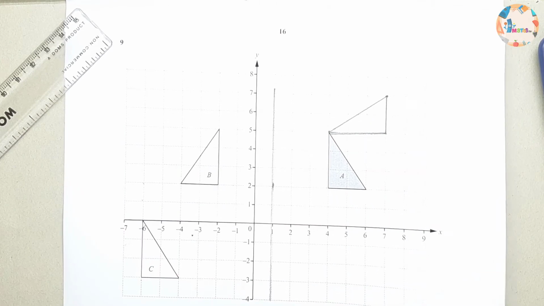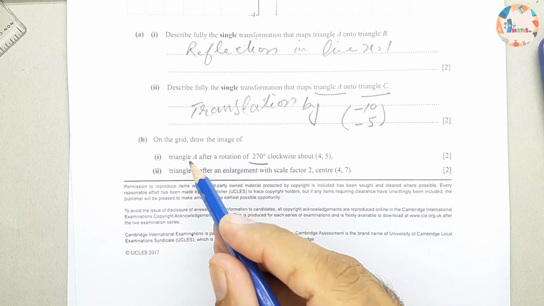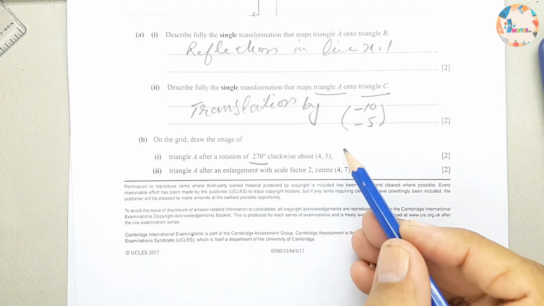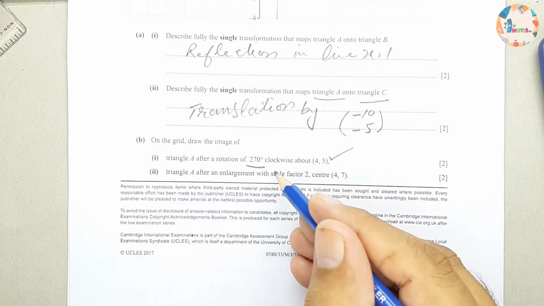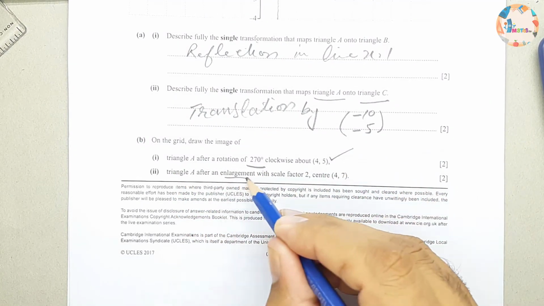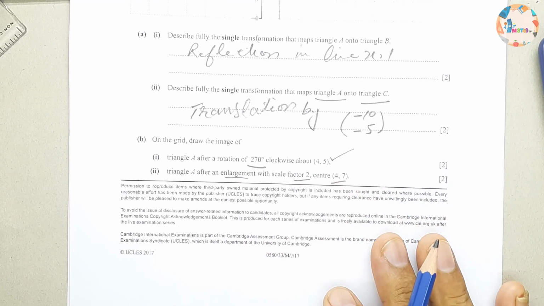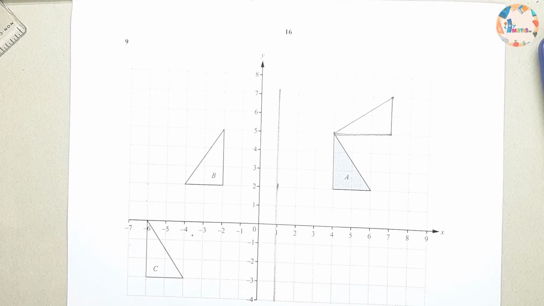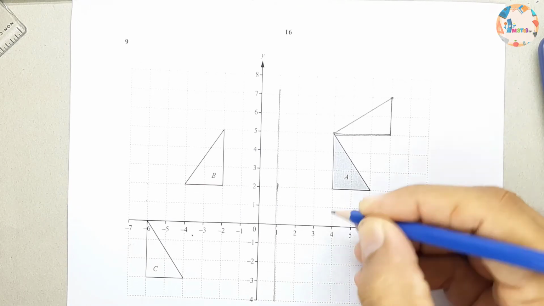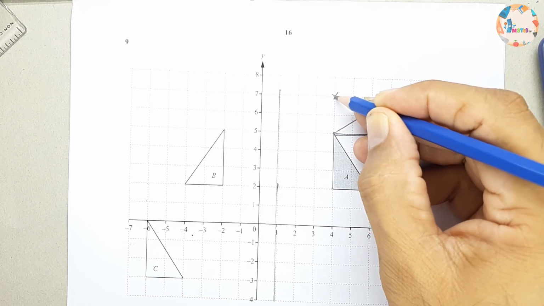This is B part 1. We have done this one, B part 1. Triangle A after rotation 270 degrees clockwise about this point. Then they are saying triangle A after an enlargement with scale factor 2 and center 4, 7. So first of all we'll check the center, which is 4, 7. 4 and 7 is this center of enlargement.